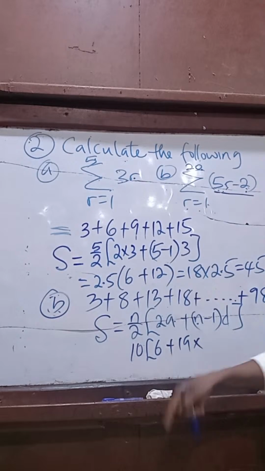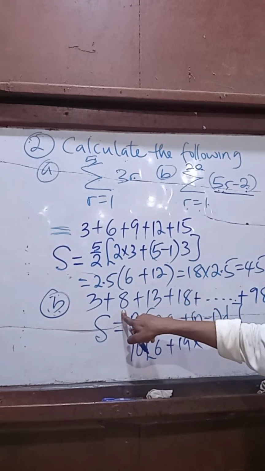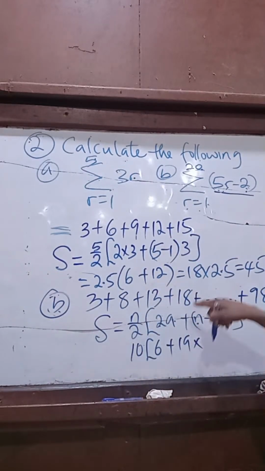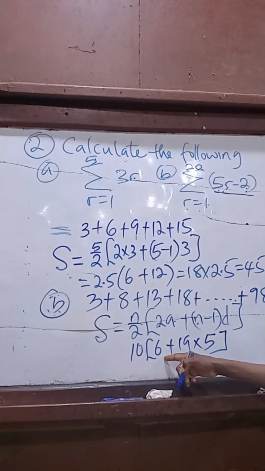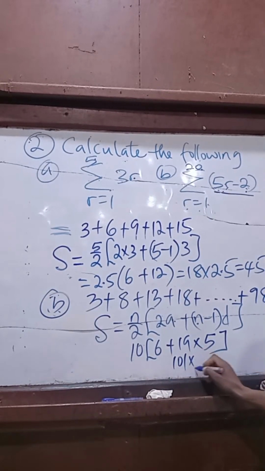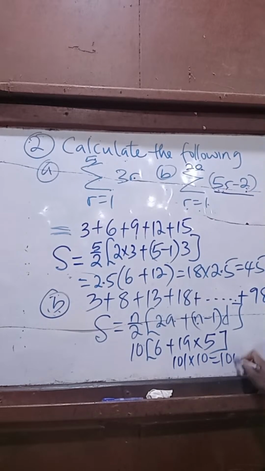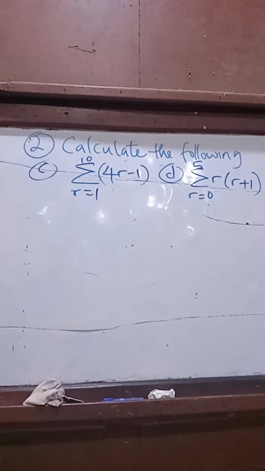And that must be equal to 13 minus 8, and that must be equal to 18 minus 13. That's 5, so that's what we have in that case. Then we can get 19 times 5, that's 95. 95 plus 6, that's 101, times 10, and that's 1010.